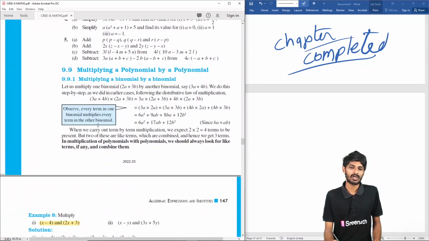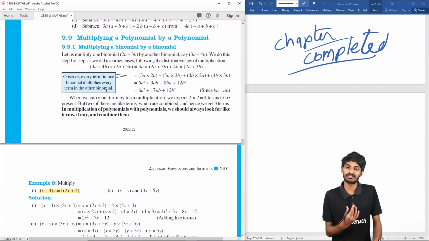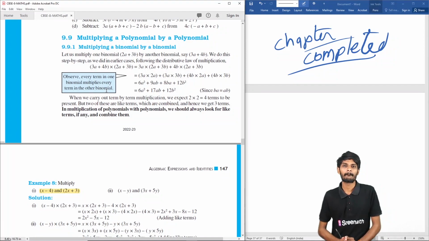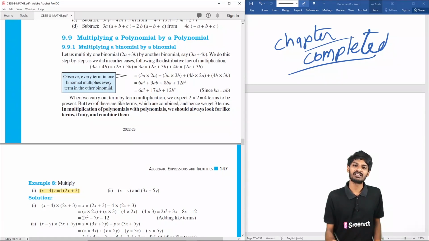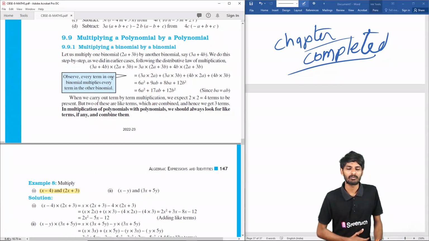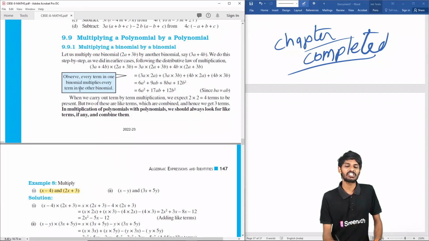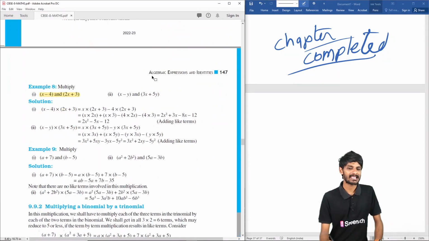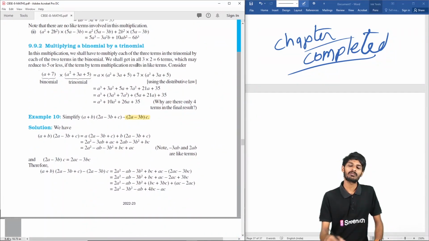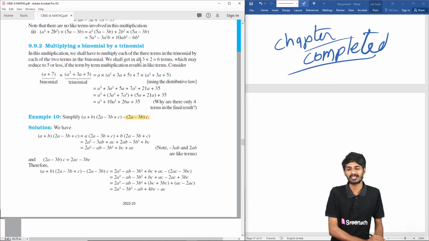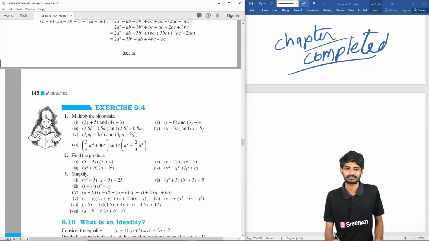After that we considered binomial by binomial multiplication. Here also the same thing: we treat one of the binomials as a monomial and multiply each term of the other binomial with it, and you get the distributive law as it is. And binomial by trinomial is also the same distributive law. Each term has to be multiplied with each other term.